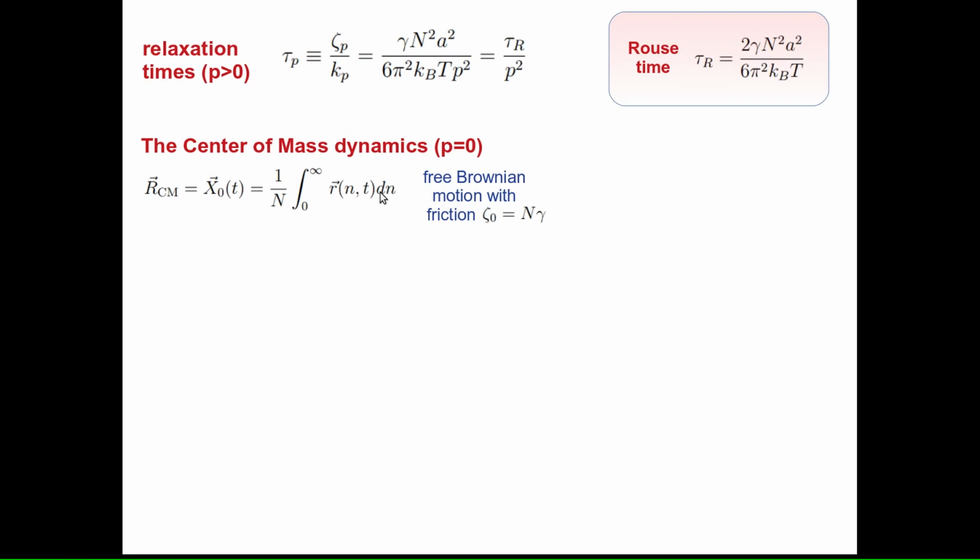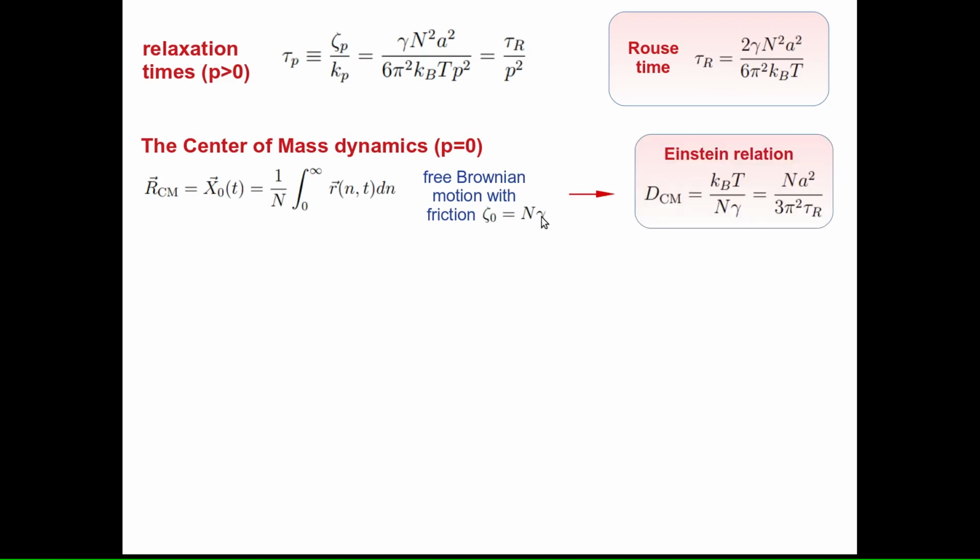This is the center of mass, right? So we can identify this as the precise significance of this mode x naught of 0. And we have seen in the previous equation that this mode follows free Brownian motion, okay? And the friction coefficient is this zeta naught, which we have shown in the previous slides is n times gamma. So therefore it's very simple.